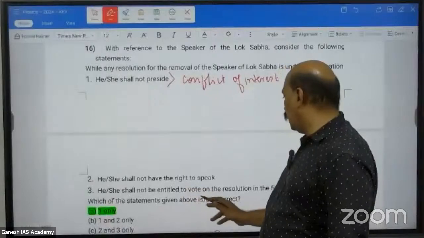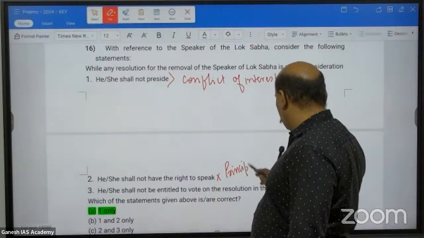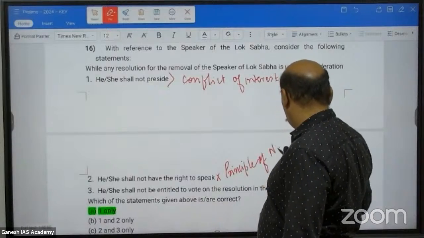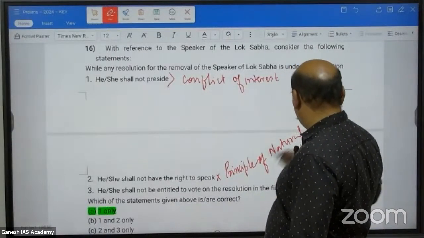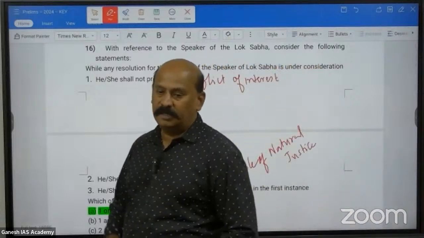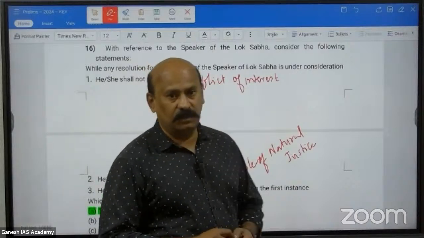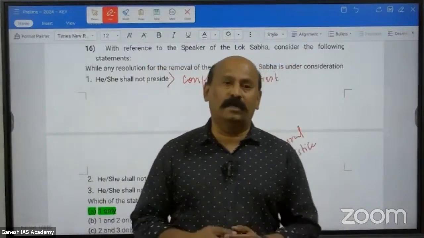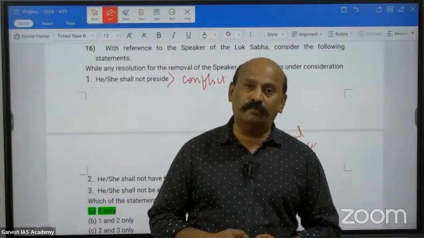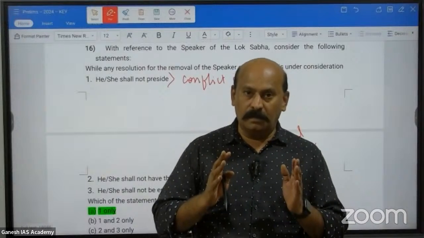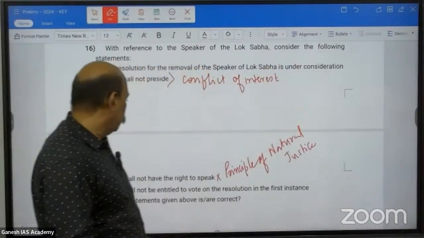He or she shall not have the right to speak. This is wrong. This is against the principle of natural justice. They have the right to speak. They have to explain. When a resolution to remove the speaker or deputy speaker is being considered, they must have the right to explain their side. This is what is called the principle of natural justice. No person shall be punished without being given a reasonable opportunity to be heard.